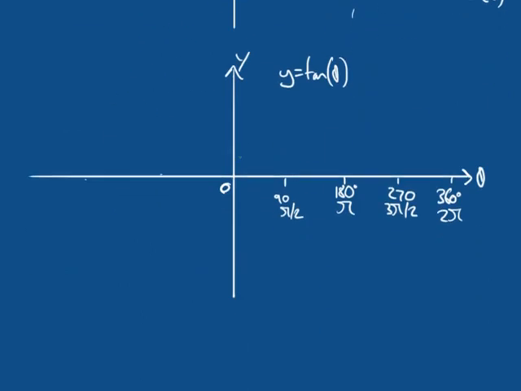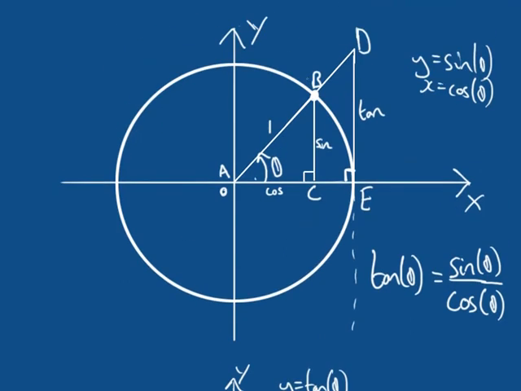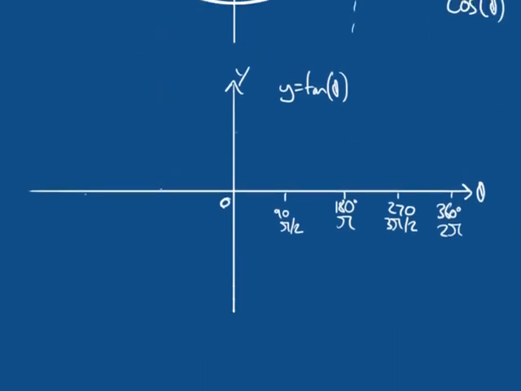So at 0, tan of theta is 0. And we saw as we increase towards 90 degrees, slowly at first, then more and more and more rapidly, tan of theta increases, but at 90 degrees, tan of theta is equal to infinity. And that means, really, we're never going to touch a point on this graph.